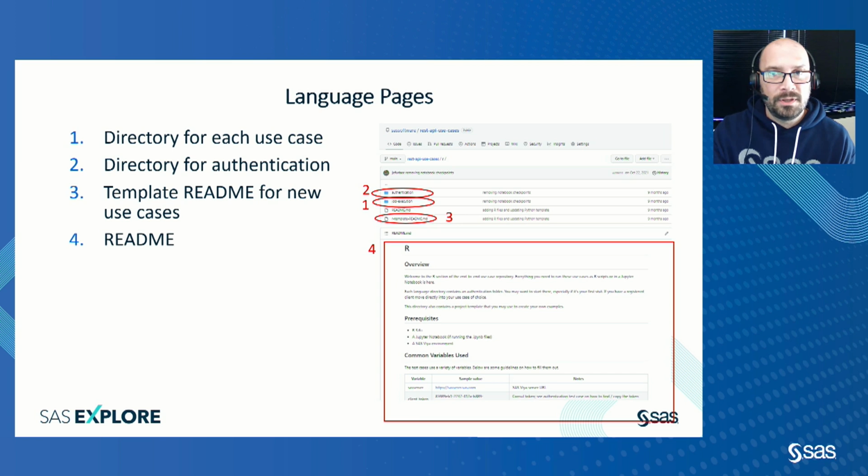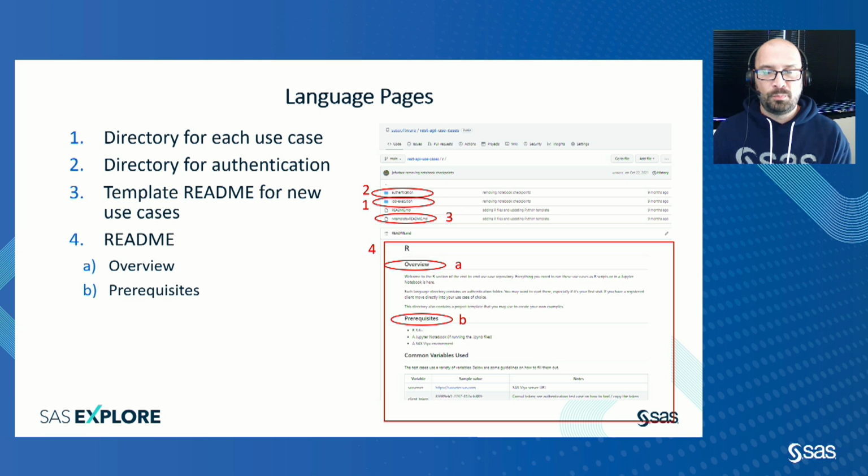We also have a README within each of the language pages, and it's going to be an overview of the language specifically. And it gives you an overview. It also gives you any prerequisites. So this is prerequisites for any R language example that we have, and that's what level of R you need. If you want to run the Jupyter notebooks that are in here, you'll need to have Jupyter installed, things such as that.